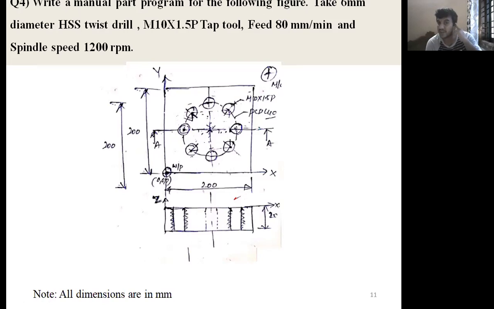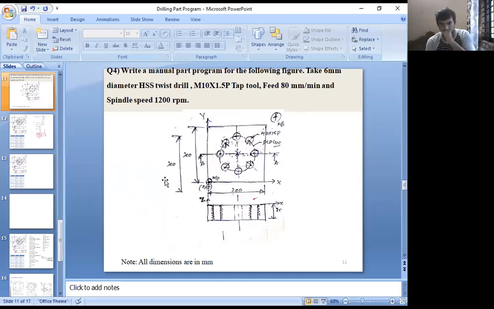Now do I have the coordinates for the location of each hole? Can we directly determine the coordinates for the location of each hole? Then how do you determine the X coordinate and Y coordinate? Now again you apply your engineering drawing. How many holes are there? 8 holes are there, and the total is 360 degrees. So I want to know the angle between each hole.